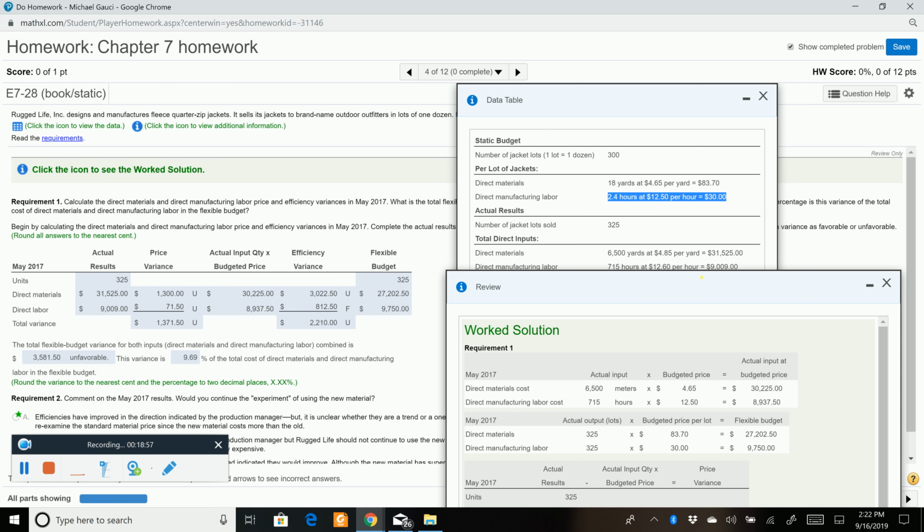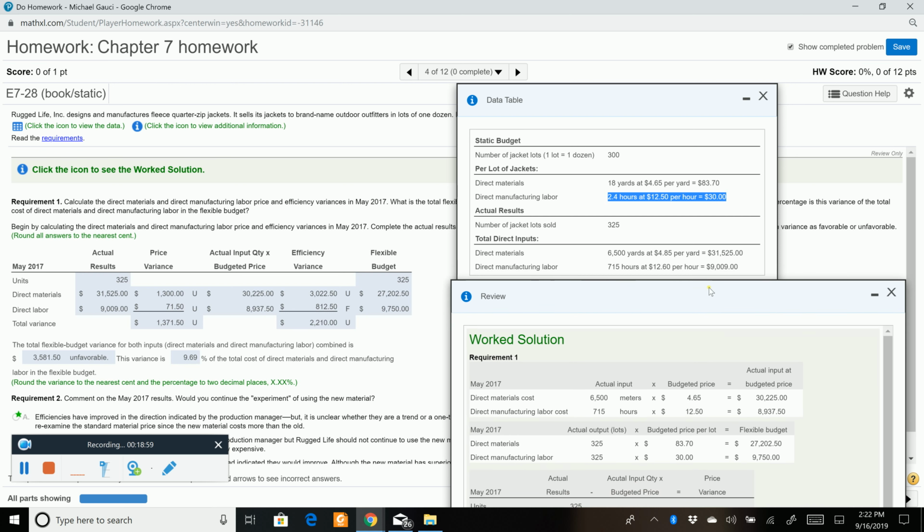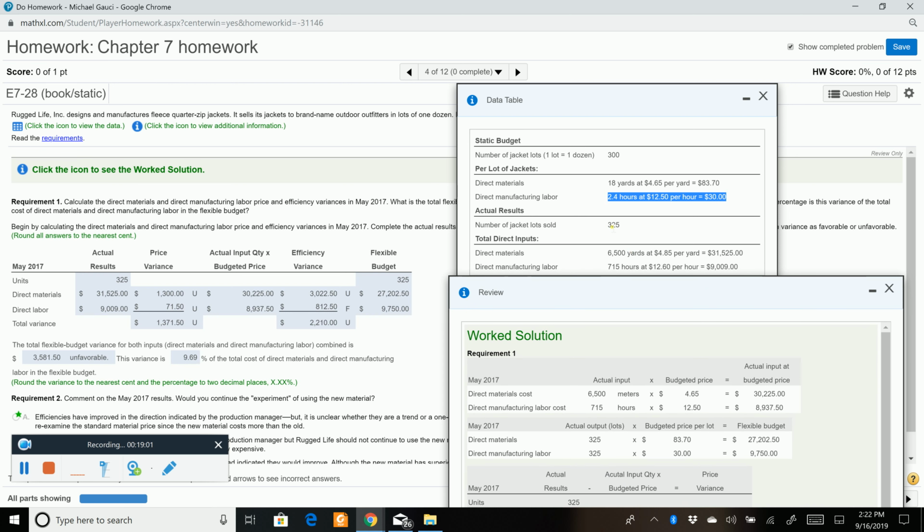That's not what actually happened. Let's take a look at what actually happened. So how many lots of jackets did we actually sell? 325. We were expecting 300. So when we fill in the formula here, over here in the left-hand column, we're going to show 325 is the actual number of lots of jackets that we sold.